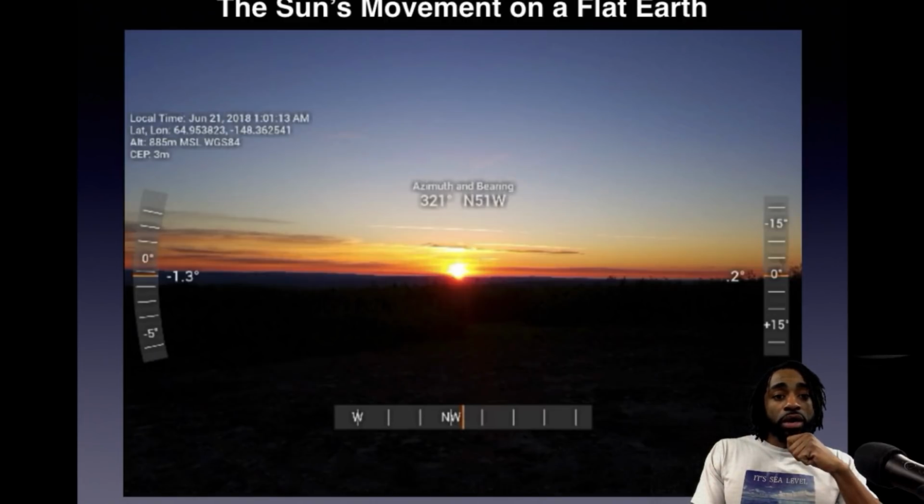Now, another thing that I did while I was in Alaska, I also took pictures every hour of the sun. So I wanted to show the azimuth, the degrees, the direction it was traveling, and all that, and I wanted to show the time. Now, this was June 21st. It was 1:03 or 1:01 a.m.